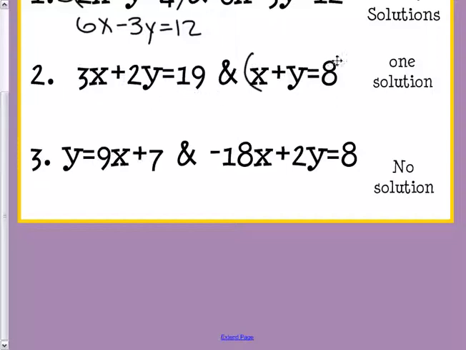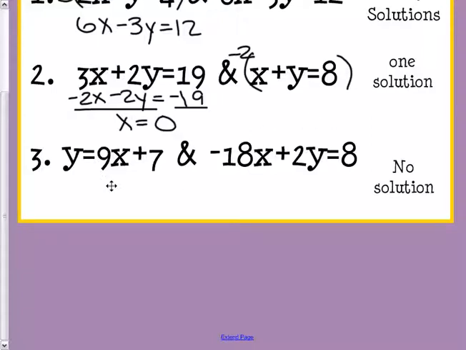So I would multiply all of these by a negative 2 and get rid of my y. So -2x minus 2y equals -19. Okay, so when I get rid of this, x equals 0, so one solution.